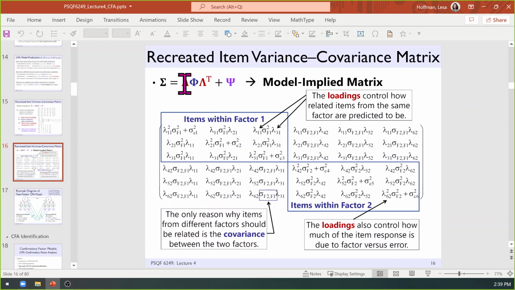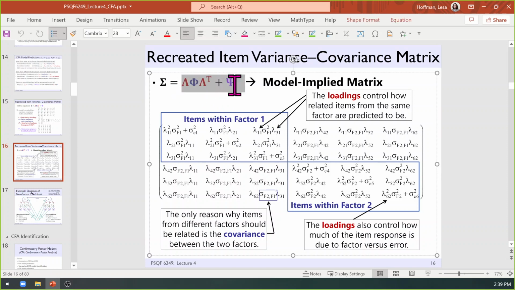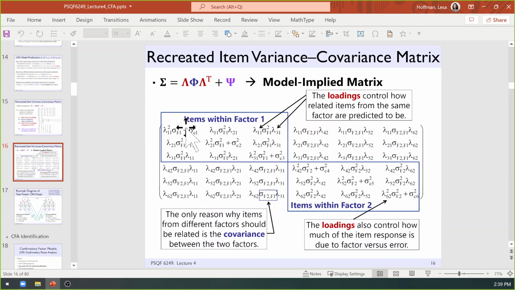Because when I see something like this, I'm like, well, that's great, but what goes in each piece? It's not very transparent. So this is the end result of this building process. The first blue box here, items within factor 1 on slide 16, the diagonal, where my mouse is right here. The variance of the first item is the first item's loading squared times the variance of the factor it measures.